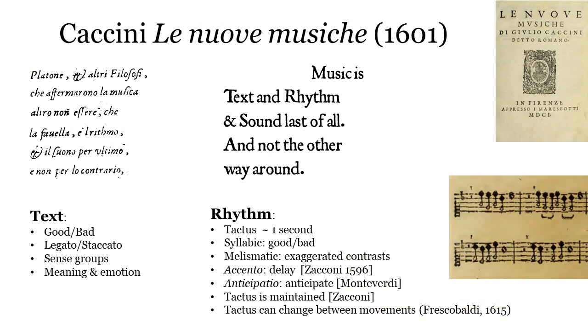So Caccini's Le Nuove Musiche, a really important source for this new style of courtly solo singing. Music is text and rhythm and sound last of all, and not the other way round. So we already knew about the importance of text, that music is a rhetorical art, but Caccini tells us something else, that especially in this dramatic style, especially in these solo songs, it's text and rhythm that are the priorities.